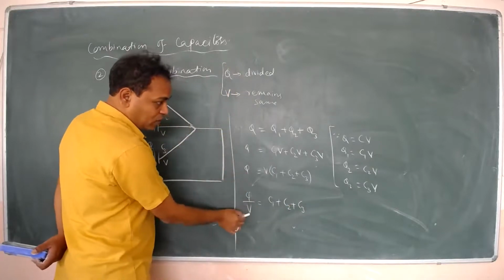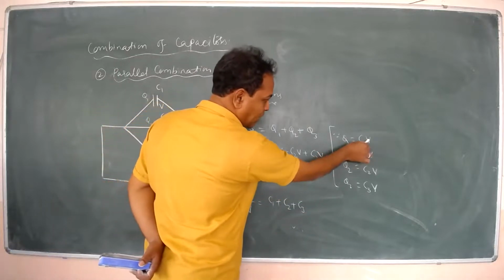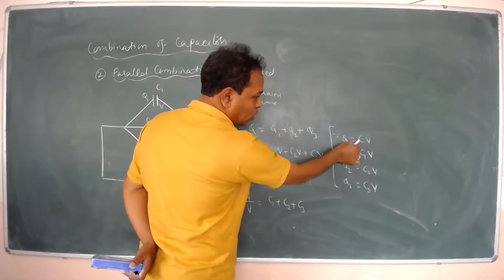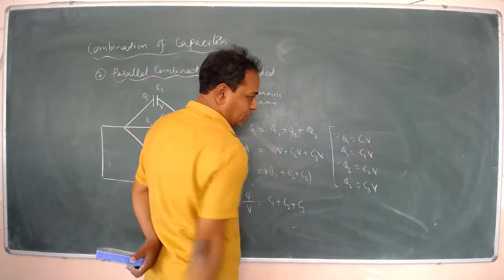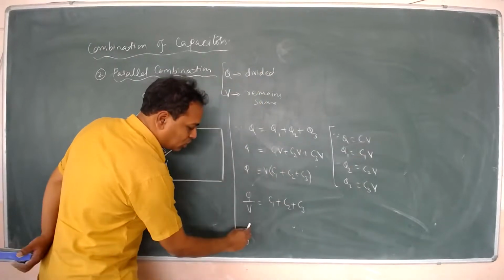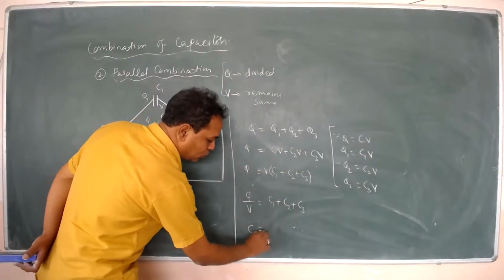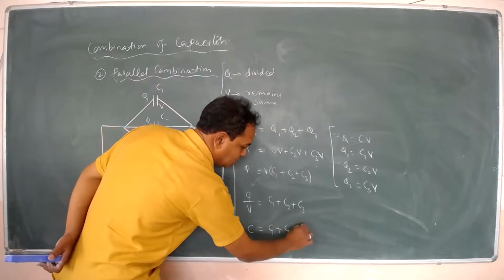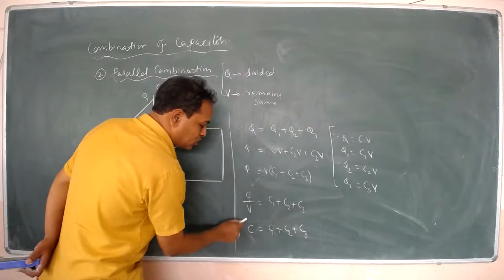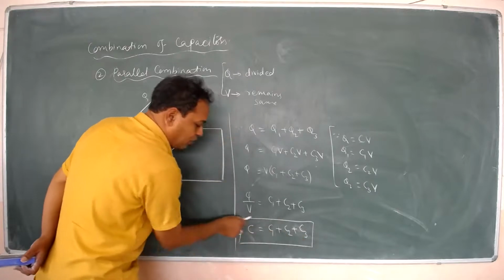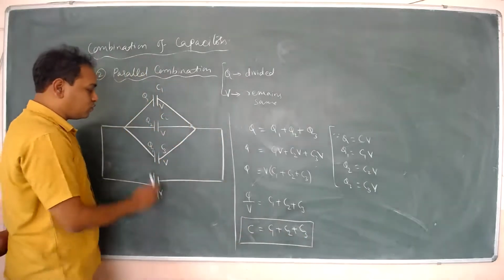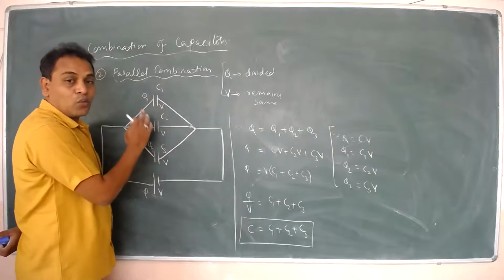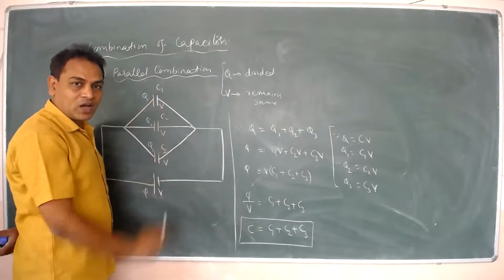What is Q by V? See here, Q by V. If I bring this V down, what is left here? C I will get. So therefore Q by V is nothing but C only. So therefore C is equal to C1 plus C2 plus C3. This is the expression for the effective capacitance of these three capacitors when they are connected in parallel combination.